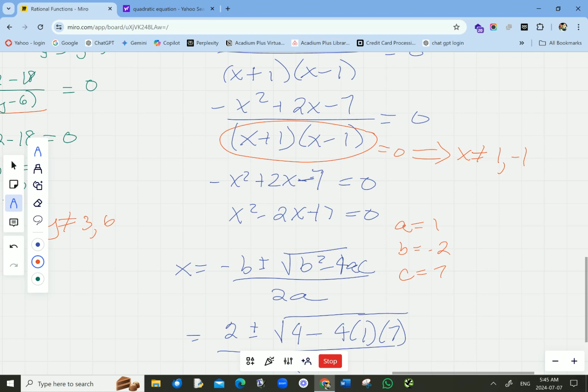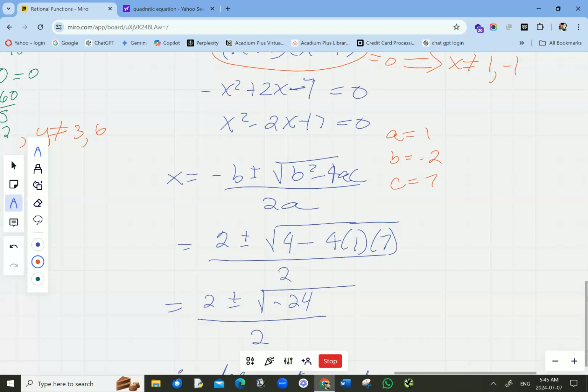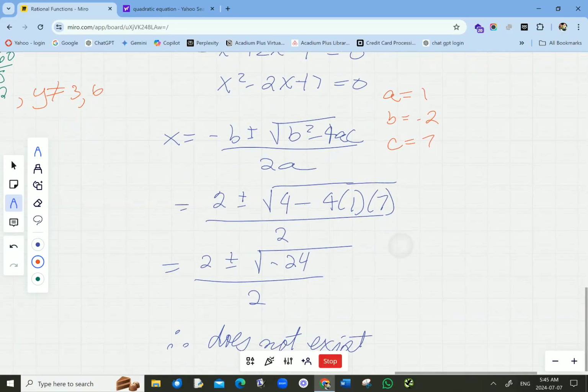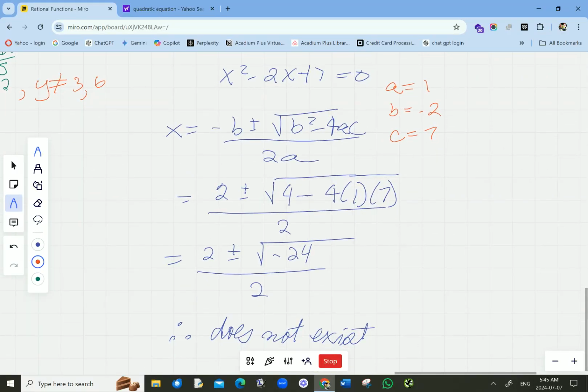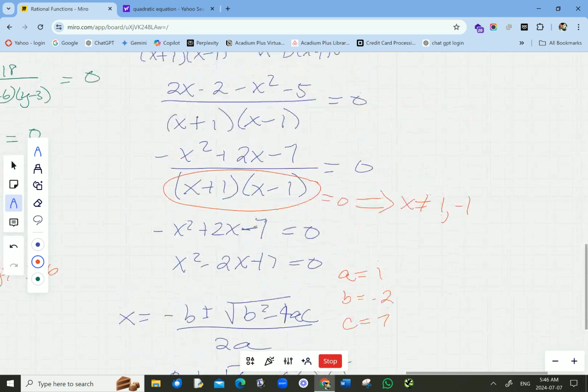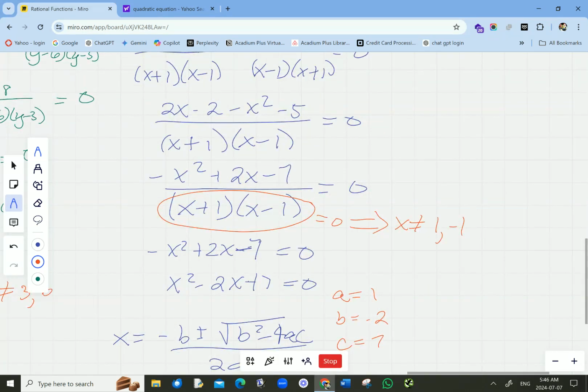Our numerator is x squared minus 2x plus 7 equaling 0. We have to use our quadratic formula. And unfortunately, that gave us no value because we're taking the square root of a negative number, which does not exist for this course. So there's no solution. We did state our restrictions, which occur when x equals 1 and -1.